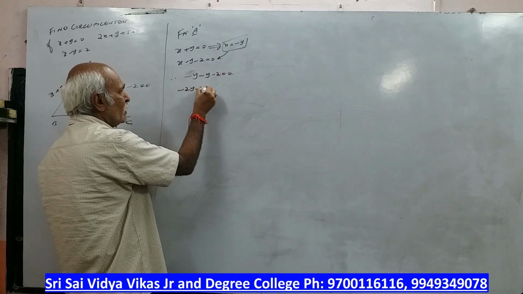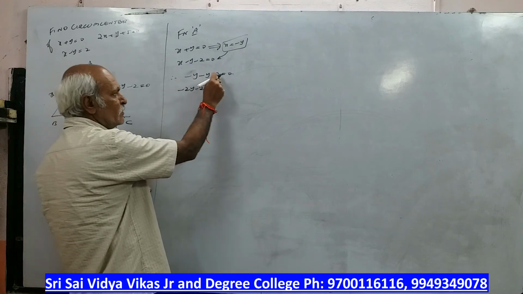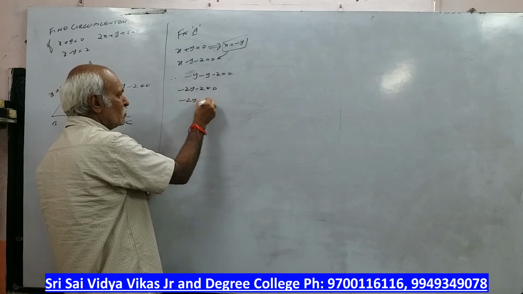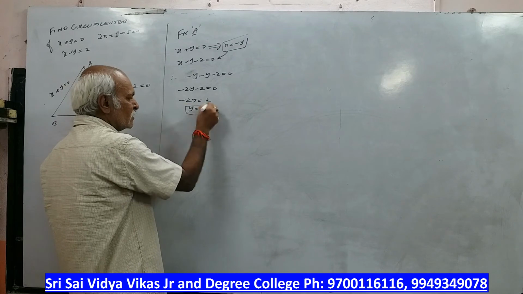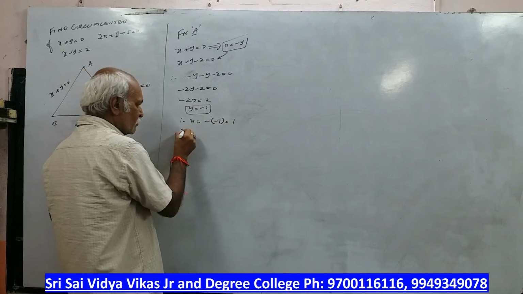So minus 2y minus 2 is equal. Here I am not using cross multiplication method. So minus y, minus 2. So minus 2y is equal to 2, y is equal to minus 1. Therefore, x is equal to minus of minus 1 plus 1. So x is equal to 1.